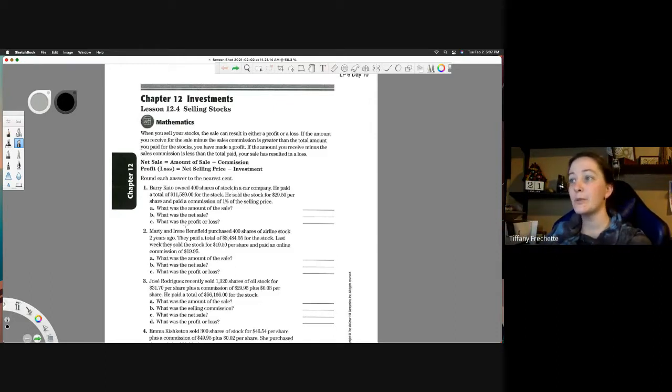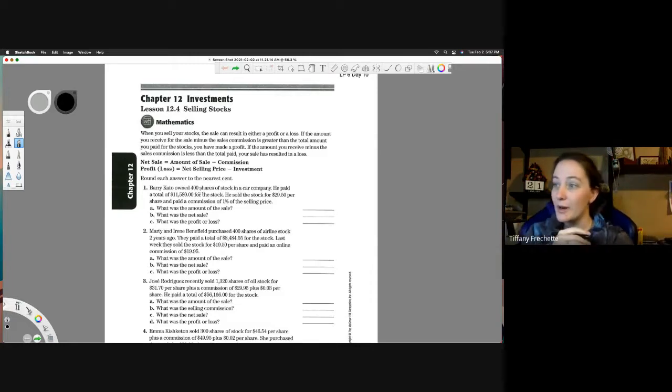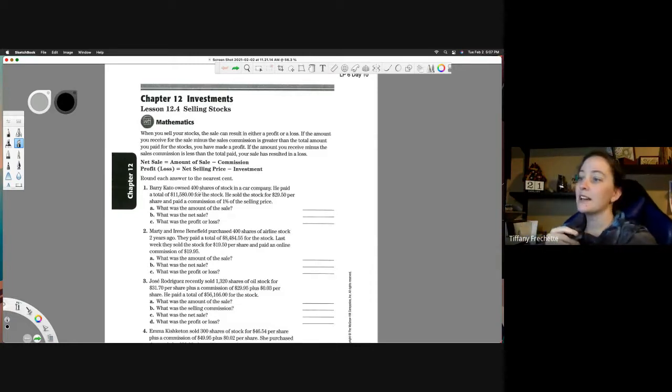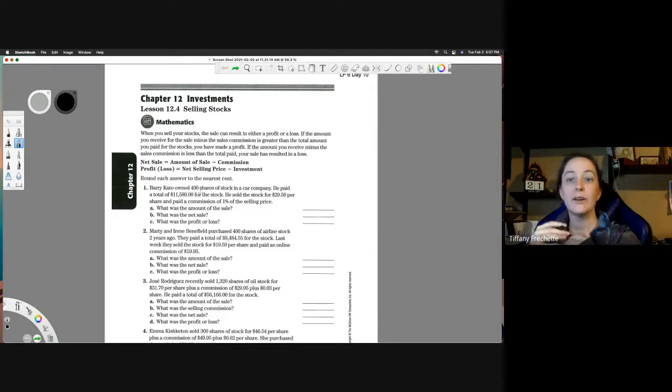So let's go ahead and take a look at number 1. And then I'm going to let you do the rest of these because they're very, very simple. Like I said, the only difference with number 4 is it's going to have you calculate buying it and then selling it. So it's going to have you calculate all the way through on number 4.